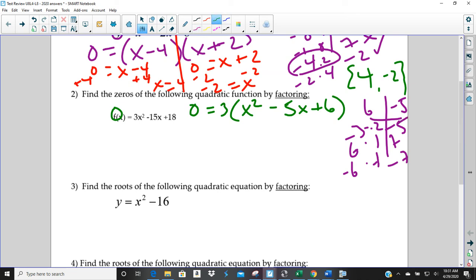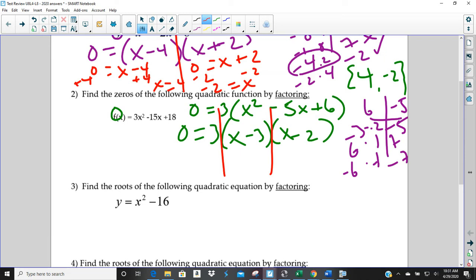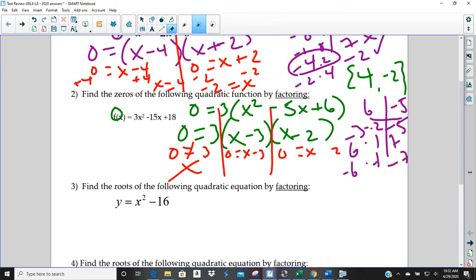So I'm going to redo my numbers here for factoring. 0 equals 3 times (x minus 3)(x minus 2). I then make my lines. Don't forget to make your line with the 3. Now in this case, 0 does not equal 3, so that's not true, so that gets crossed off. Then we have 0 equals x minus 3 and 0 equals x minus 2. Sorry, minus. Let me erase that so it's clear. Minus 2, and therefore x equals 3 and x equals 2. And you don't have to worry about the 3. It does not equal 0.